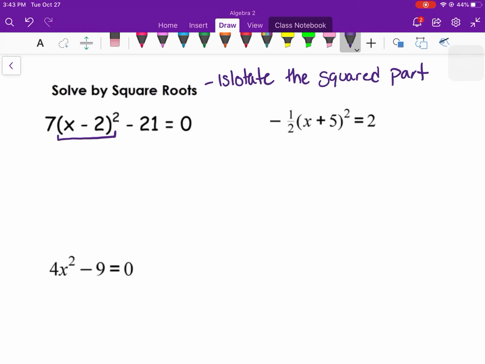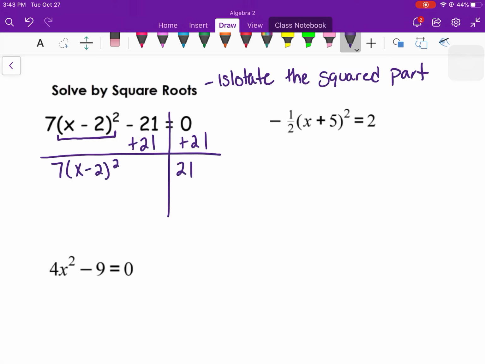So in this case, the part that's being squared is this parenthesis. And so we want to get that parenthesis by itself. So the first thing I'll do is add 21 on both sides. And I'll get 7, and then x minus 2 squared is 21. So I can't distribute the 7 into the parentheses because it's being squared, and I don't want to multiply it out either. I want to leave it as the parentheses squared. So then divide by 7, and I get x minus 2 squared equals 3.